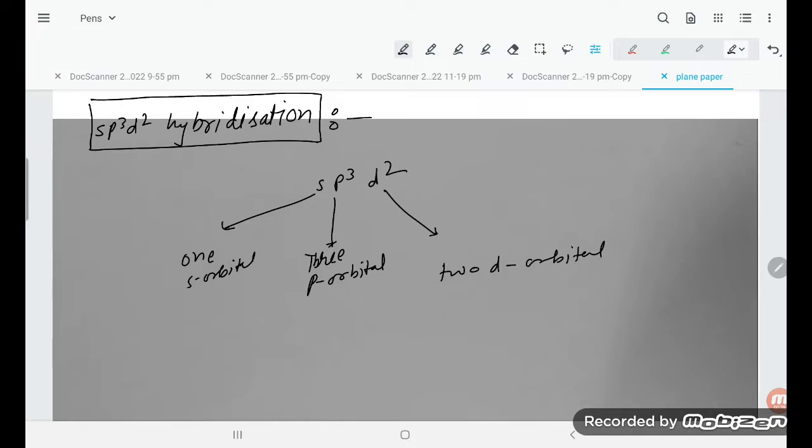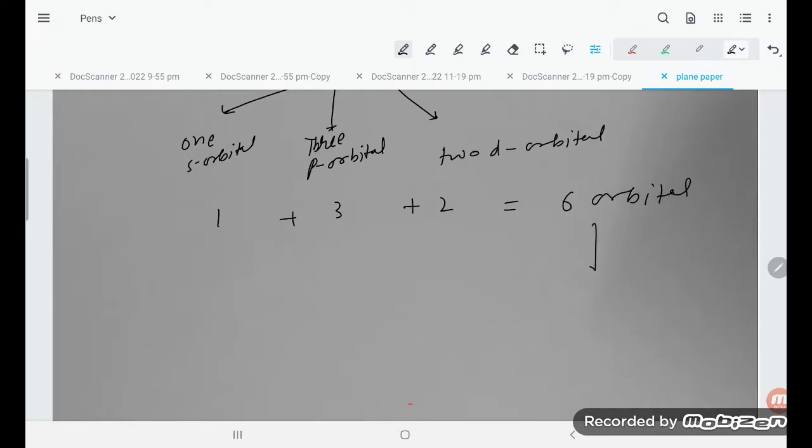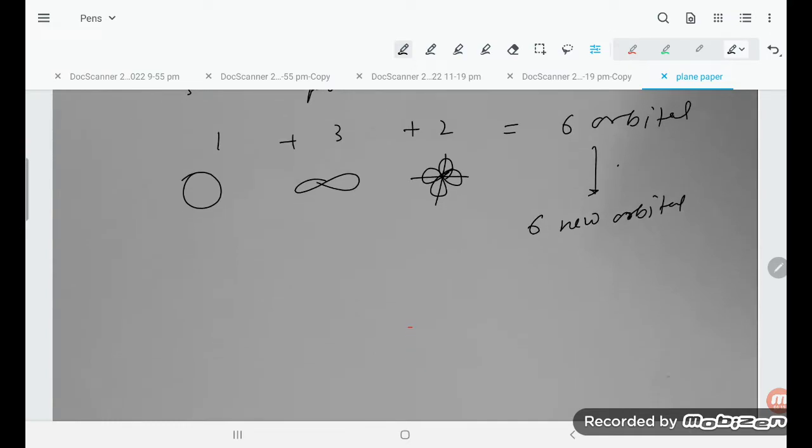Of the total number of orbitals, how many are participating? Here you can write 1 plus 3 plus 2, so 6 orbitals. When 6 orbitals are going to hybridize, it means 6 new orbitals will form. Here the s orbital is spherical, the p is dumbbell, and the d is double dumbbell shaped. These different shaped orbitals join and form 6 new orbitals, and they will arrange in a particular manner that we will explain with the help of an example.